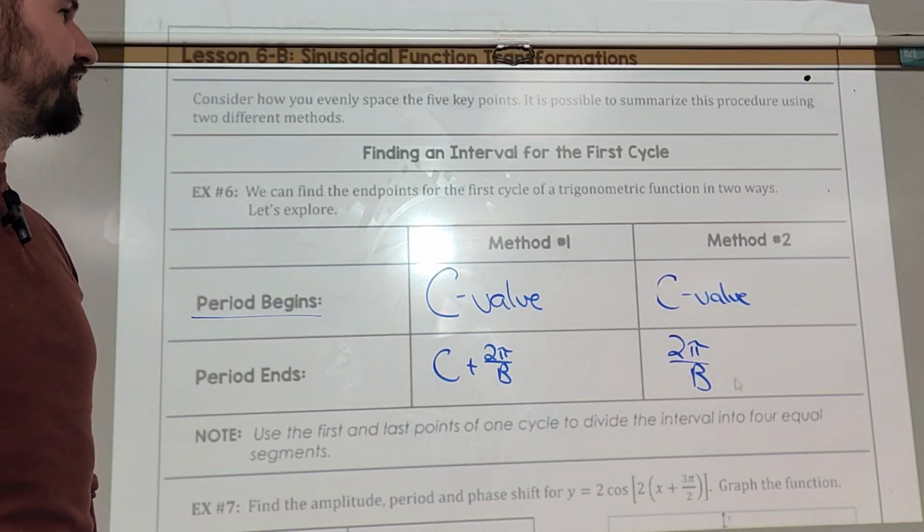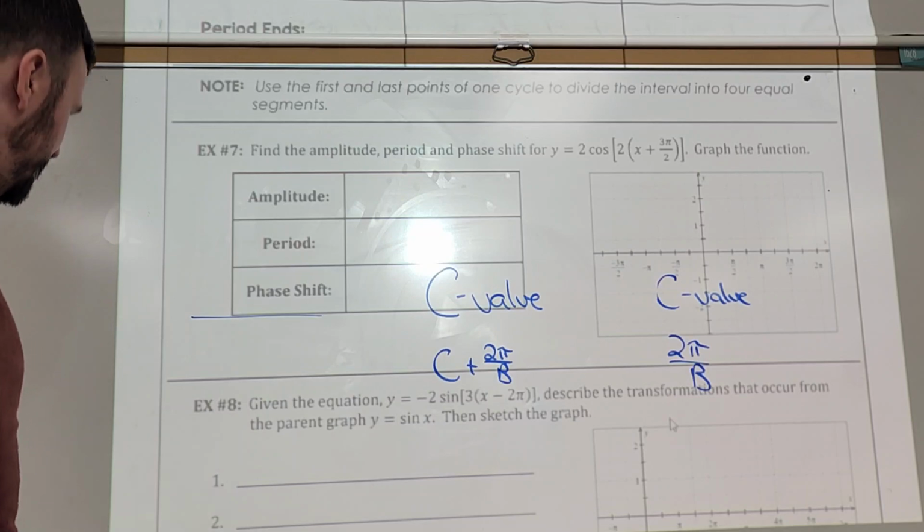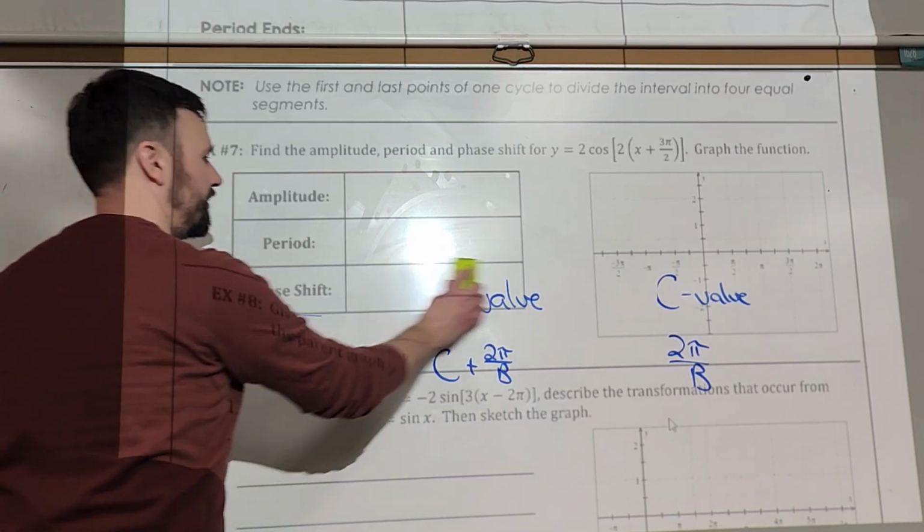Like a broken cash register. Let's do example 7 and then we'll call it a day.